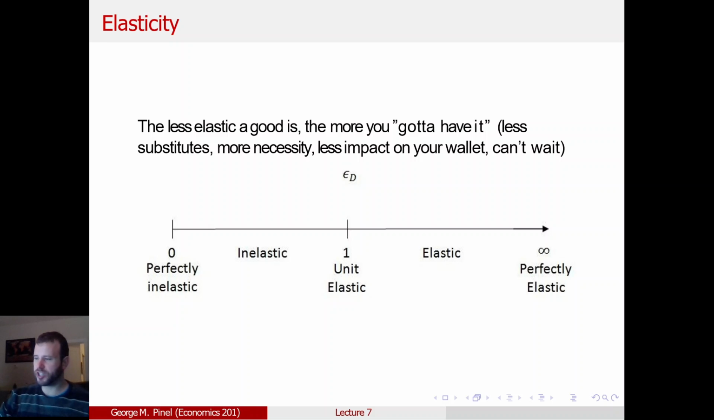Okay, unit elastic is you have a price increase, and the percent change in quantity is going to be exactly the same. Okay, or vice versa, if you have a price decrease, the percent increase in quantity is going to be exactly the same as the percent change of the price decrease. Okay. So anything between 0 and 1 is regular inelastic. Anything between 1 and infinity is elastic.